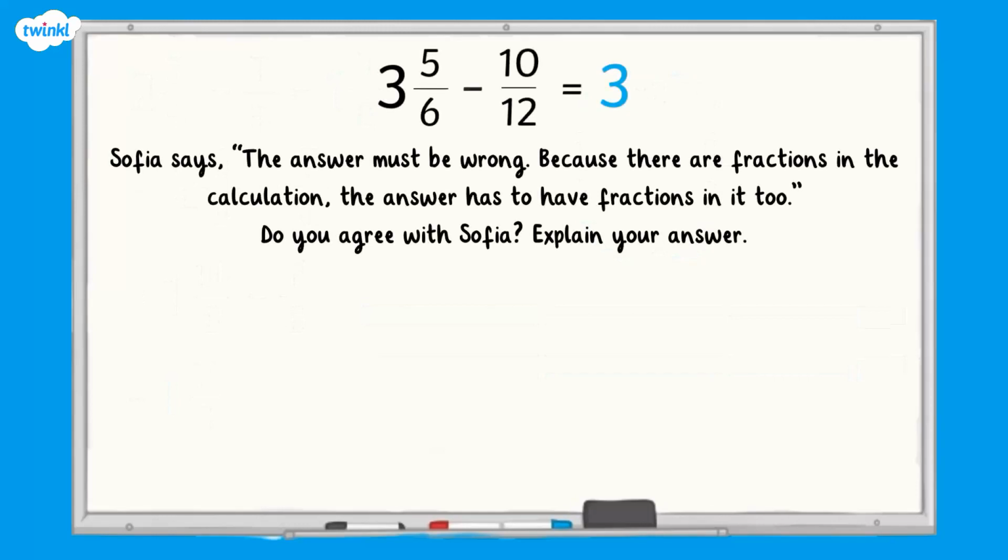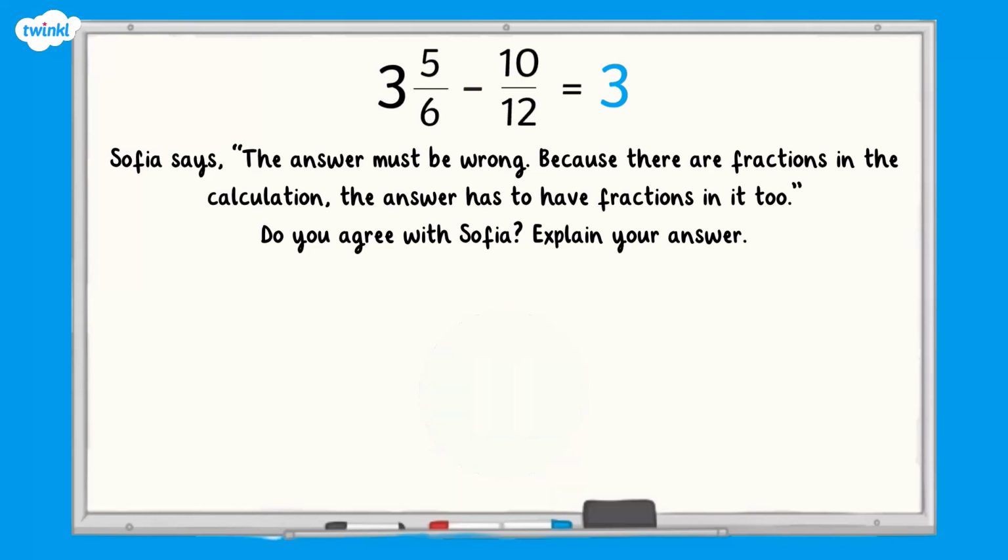Now for a challenge question. Sophia has looked at the calculation 3 and 5/6 subtract 10/12 equals 3, but says that the answer is wrong because it doesn't have fractions in it. Do you agree with Sophia? Pause now to answer the question and explain your answer.